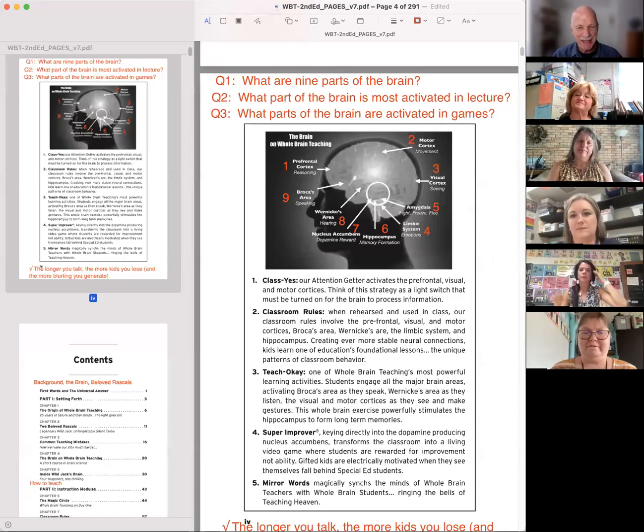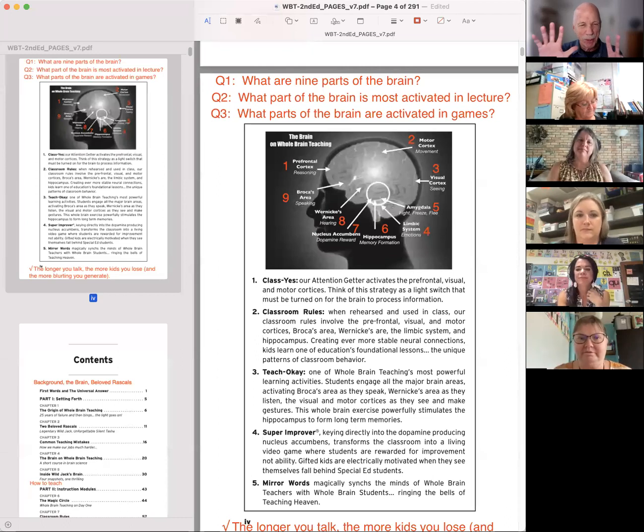Now, the 7th part of the brain is crucial to instruction, and that is the nucleus accumbens. And the nucleus accumbens is activated by uncertain reward. So the nucleus accumbens, uncertain reward. We don't know if we're going to win or lose. If you've got kids who don't know if they're going to win or lose, they're paying attention.